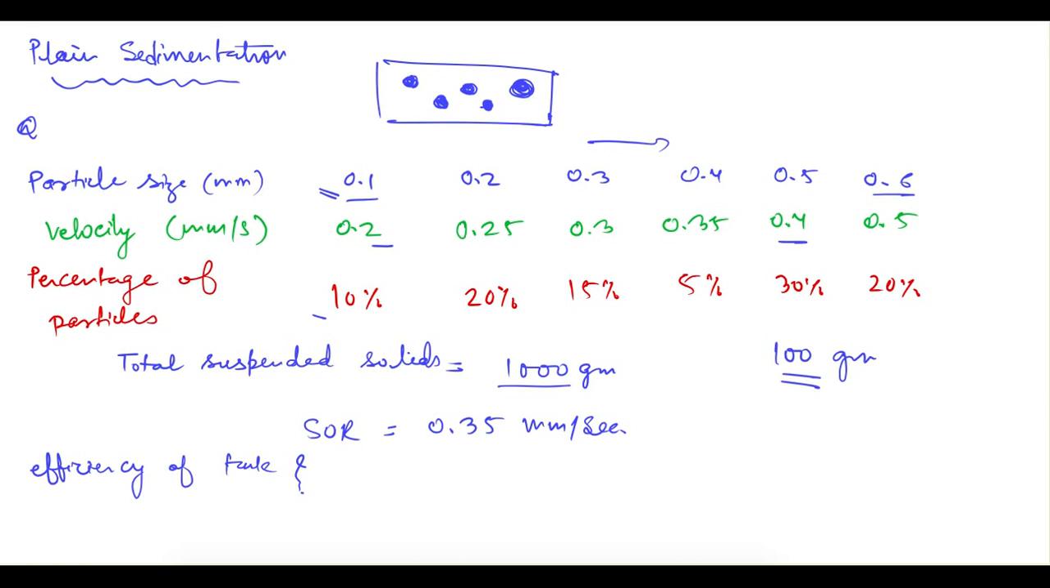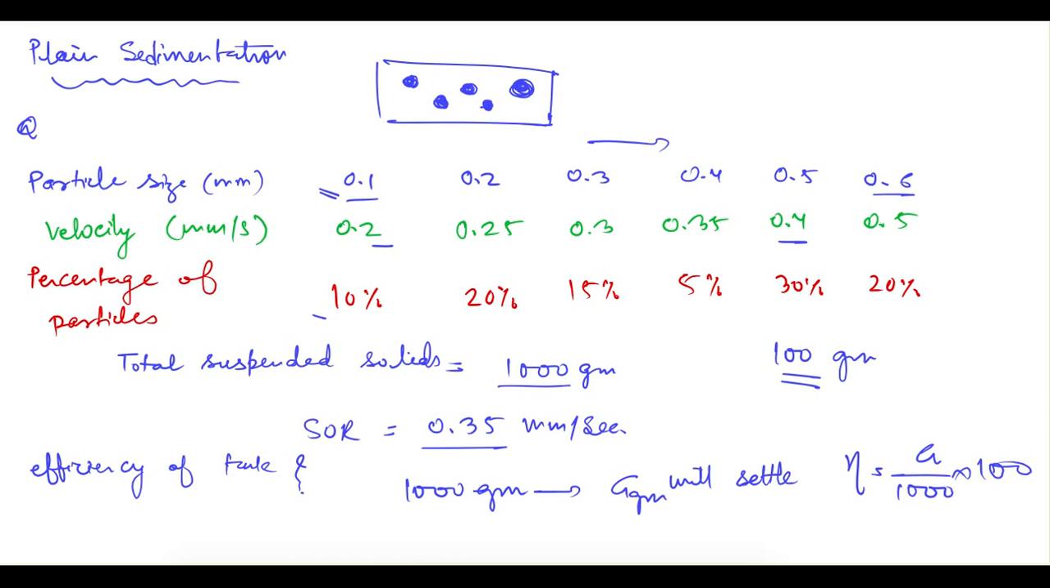So this way, all the other percentages are also given for different particle sizes. Apart from this data, surface overflow rate is given to us, that is 0.35 mm per second, and we have to find out the efficiency of the tank. Efficiency of the tank here means that out of this 1000 gram, what is the amount that will settle. So let's say g grams out of this 1000 gram will settle. So efficiency would be g by 1000 into 100. So this we have to obtain.